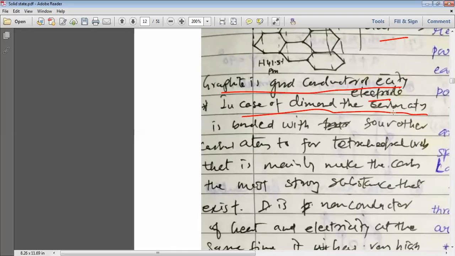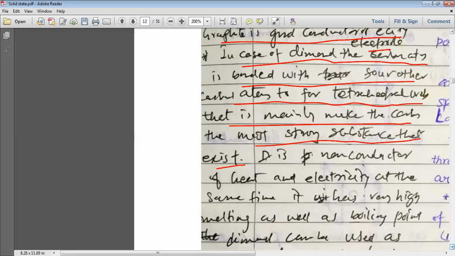In case of diamond, the carbon atom is bonded with four other carbon atoms in a tetrahedral manner, and that mainly makes it the strongest substance that exists on the earth. It is a non-conductor of electricity. Actually, diamond conducts heat but does not conduct electricity. So please remember that diamond conducts heat, but it does not conduct electricity. Please remember, it was a mistake earlier. Diamond is a good conductor of heat, but not a good conductor of electricity.